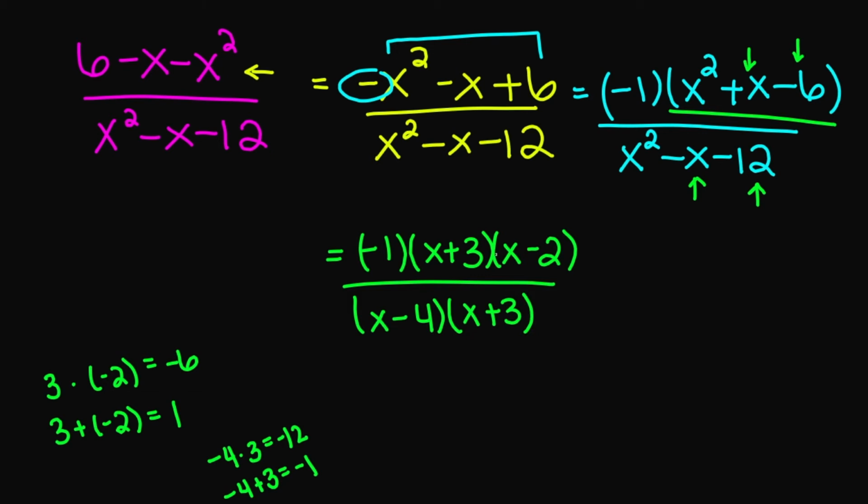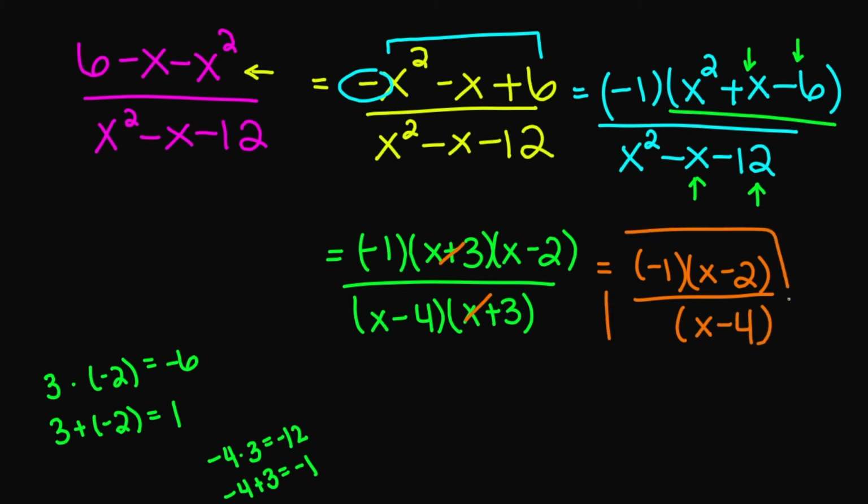And I can go ahead and cancel my x plus 3 here. So I am left with my -1 times x minus 2 in my numerator. And then in my denominator, I'm left with x minus 4. And this is your final answer.